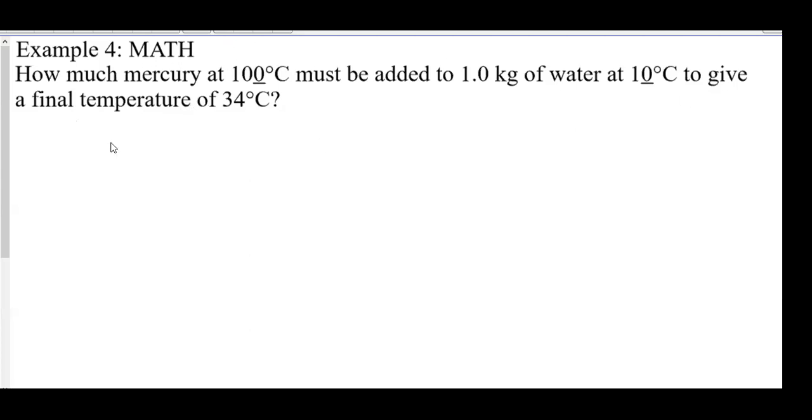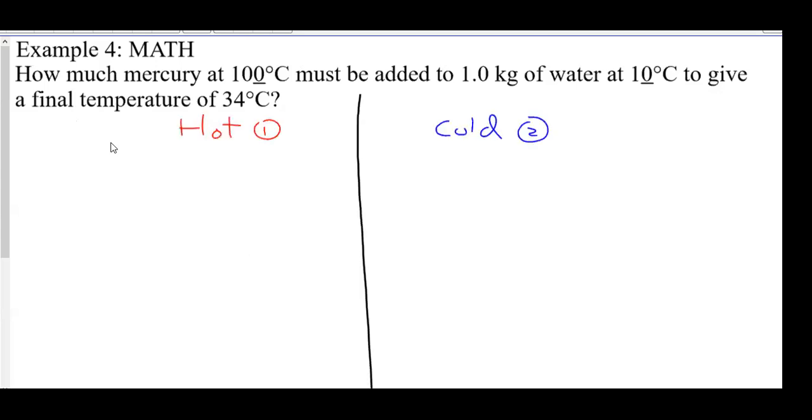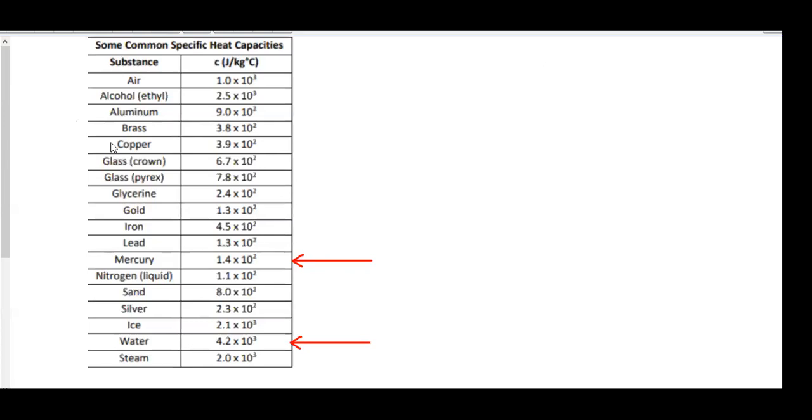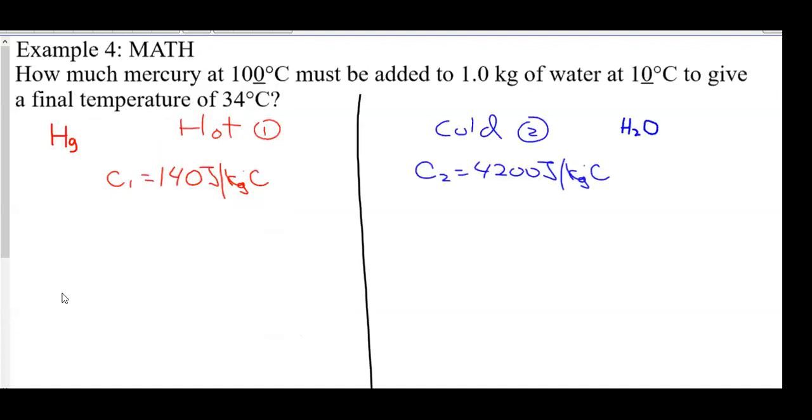We need to have two different categories when it comes to thermal equilibrium. I usually like to separate things into two categories, hot and cold. You have a hot substance, you have a cold substance. My hot substance in this case is going to be my mercury. Mercury on your chart, which is from the print off, I showed you where it was, should be around 140 joules per kilogram degrees Celsius. And I also have water. Water is 4.2 times 10 to the 3, so 4,200 joules per kilogram degrees Celsius. That just comes from your chart.